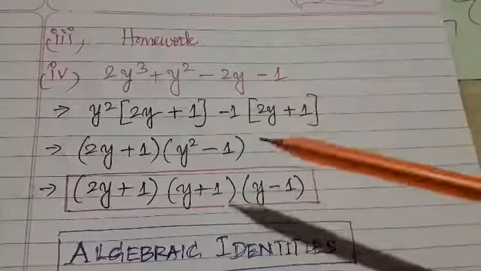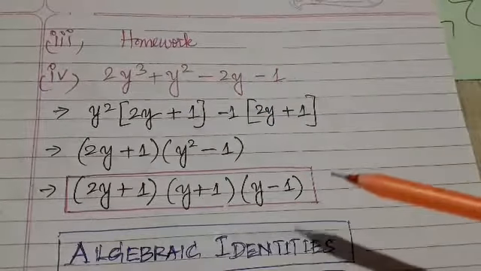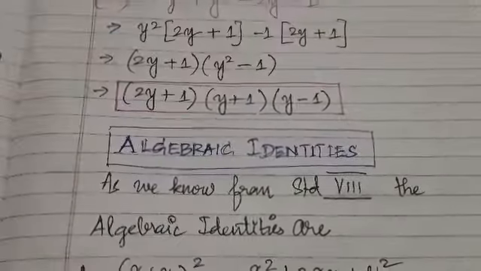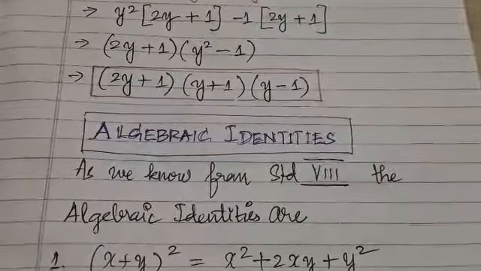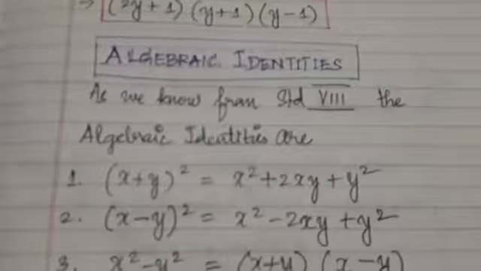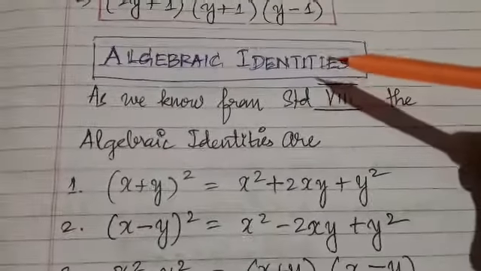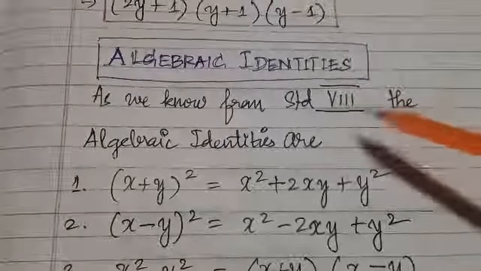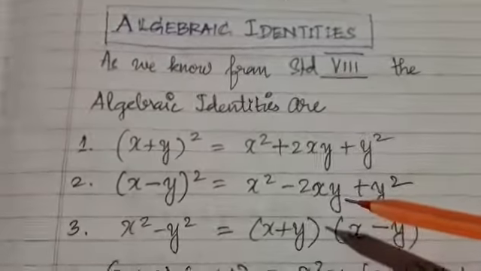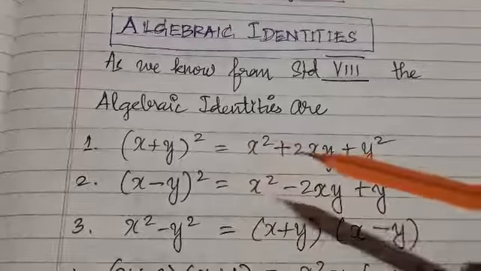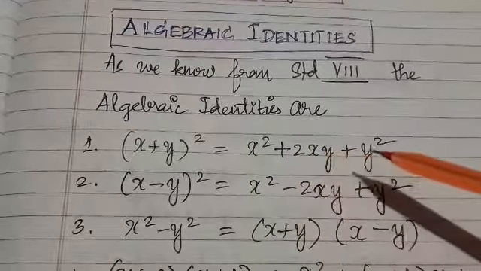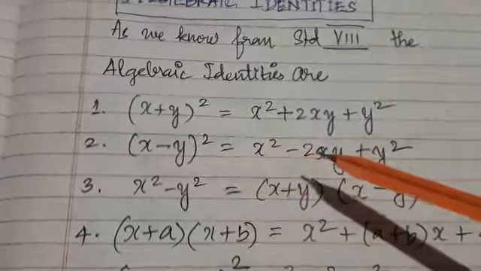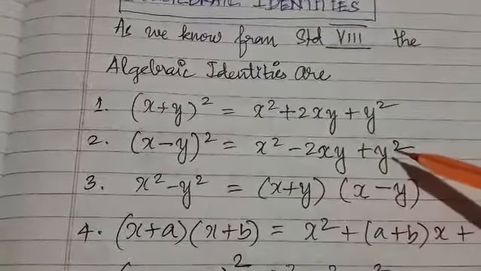All these things you studied in 8th standard factorization. Okay. Then we will go for the next title in your syllabus. What is that? Algebraic identities. This also you studied in 8th standard. The algebraic identities you know: x plus y whole square means x square plus 2xy plus y square, the first one. The second one, x minus y whole square means x square minus 2xy plus y square.